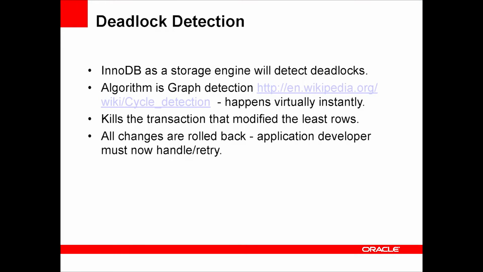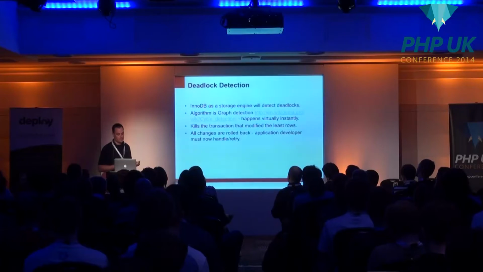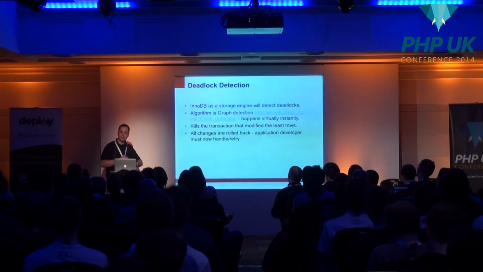Deadlock detection works in InnoDB via something called graph detection. We had that little discussion about what happens, where does it kill? It kills the transaction that modified the least rows. And none of those changes apply anymore. They're all rolled back.